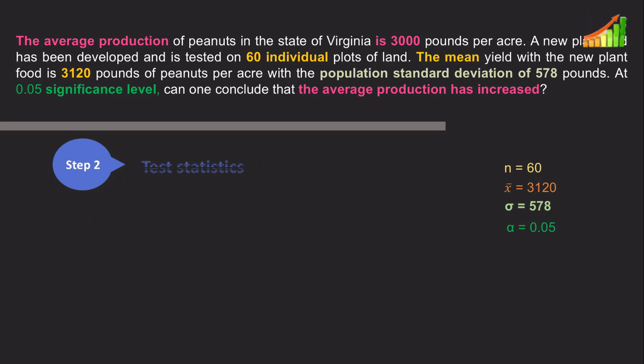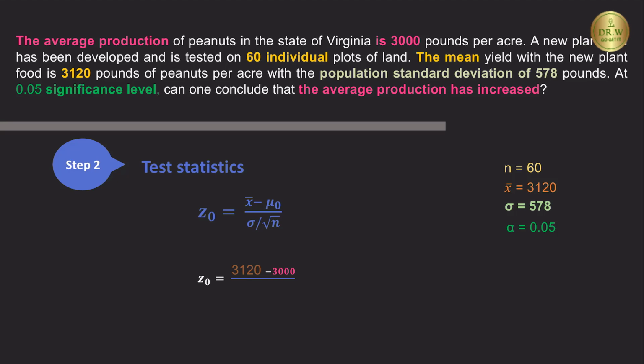Step 2 is the test statistic. Before you go to the test statistic, check the information again. Check for the population standard deviation. Here we do have a population standard deviation sigma. Therefore, we can use the test statistic Z naught. So Z naught equal x bar minus mu naught over sigma over root n. Now we have all the numbers, so we can just plug them into the test statistic.